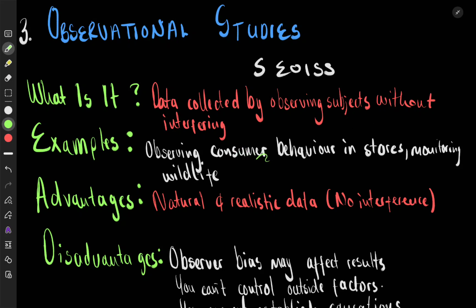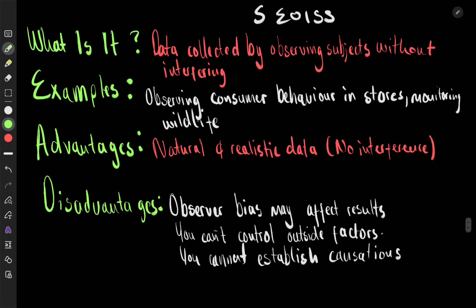Examples, it is when you observe consumer behavior in stores and you go and monitor wildlife. That's another example. Monitoring wildlife. It's another example of collecting data by observing. Another example, we said going to a store and monitoring or observing how consumers or clients are behaving, or by behaving we mean what they are buying and what they like to buy, how much they like to, all these things, but not like the other one.